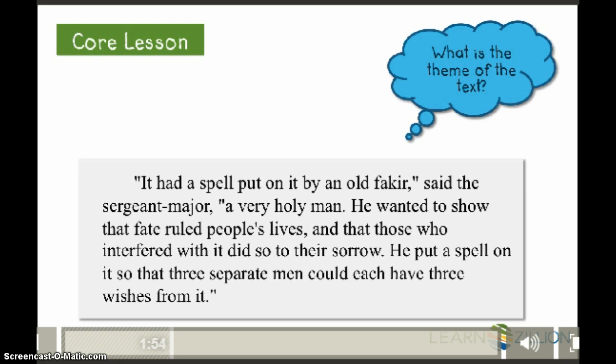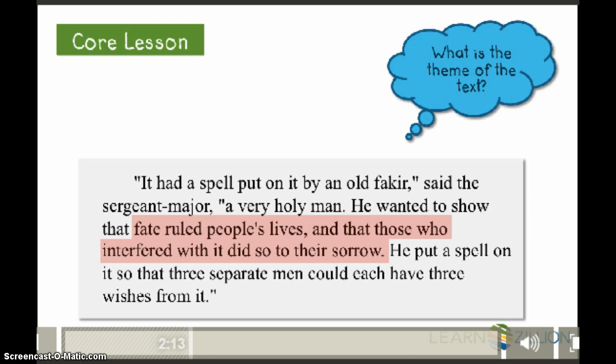It had a spell put on it by an old fakir, said the sergeant major, a very holy man. He wanted to show that fate ruled people's lives, and that those who interfered with it did so to their sorrow. He put a spell on it so that 3 separate men could each have 3 wishes from it.